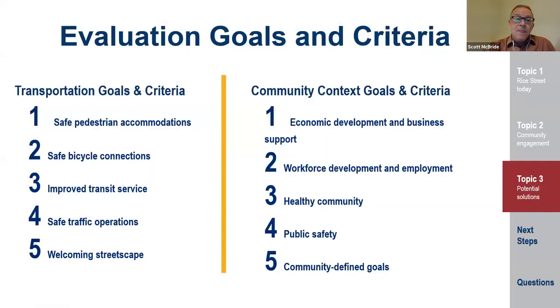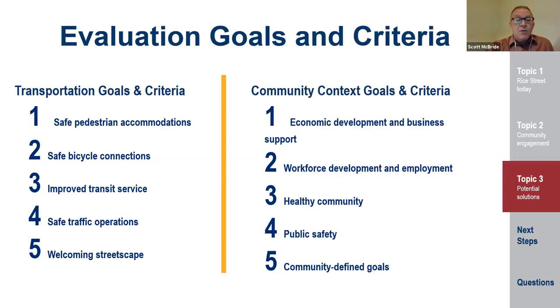And then this is important as well. Early on in the process, we set out what the goals of the project are. On the left side, you'll see our transportation goals: safe pedestrian accommodations, safe bicycle connections, improved transit service, safe traffic operations, and a welcoming streetscape. We mentioned earlier, I believe, that this is a public works project, but it touches so many different facets of life that we're also going to evaluate these options against community goals and criteria as well. How do they treat economic development, and does it support business? Are there opportunities to develop workforce and encourage employment in the area? Health issues are part of our criteria as well. Public safety, we talked a little bit about that in our small group, and it sounds like a couple others did as well. And then community-defined goals.